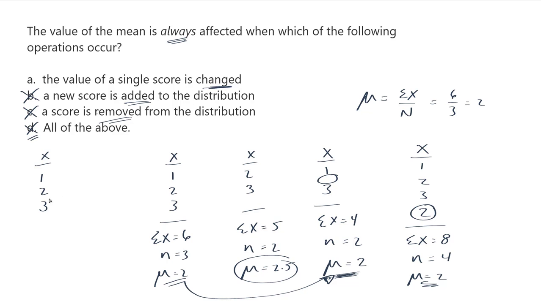But there's no way to change a single score, because changing a single score is going to change the total. And so when you change the total to a new number, you're going to get a new mean. So the answer here is A.